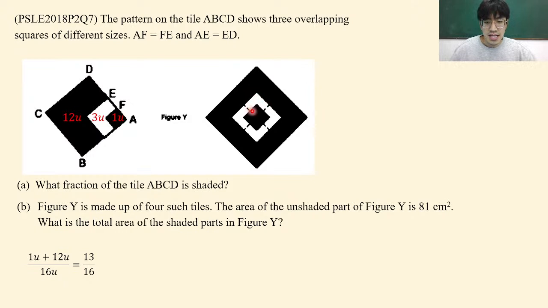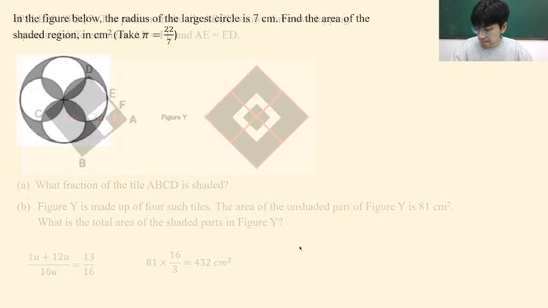If it constitutes 3 units of a tile, and if you put them together, it will still constitute 3 units of the total area. And from there, we can work out what is 1 unit, multiplied with 16, the total units of this square figure, to get 432.